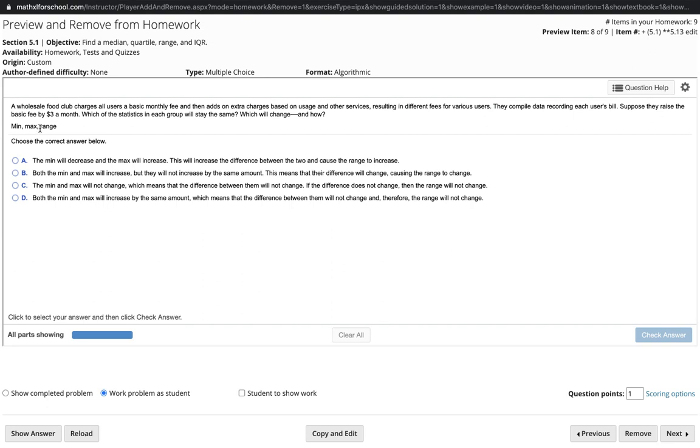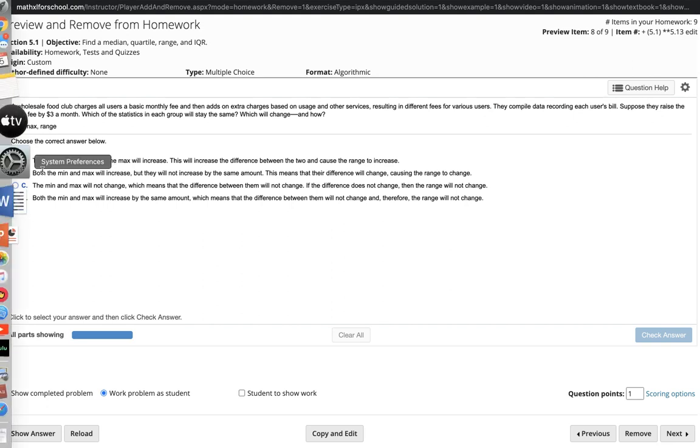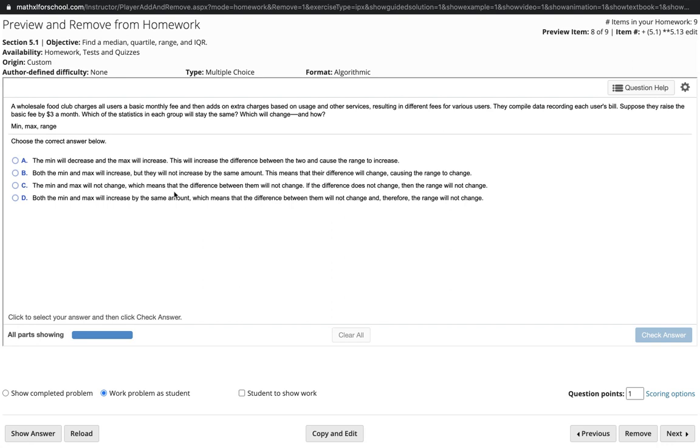But is the range going to change? Remember, range is max minus min. So if the max and the min both go up by the same amount, is how spread out they are going to change? And the answer is no. So which choice makes sense? So min and max are both going to change, but the range, how spread out they are, is not going to change. So let's see which choice makes most sense.